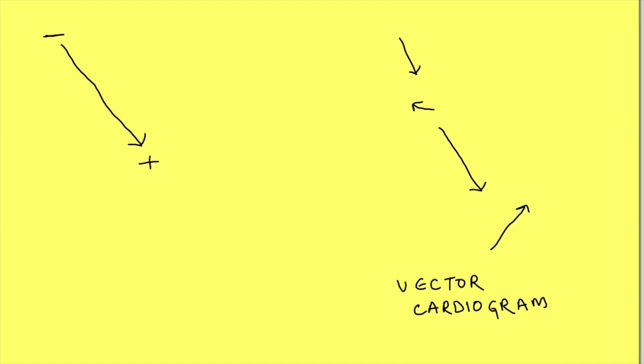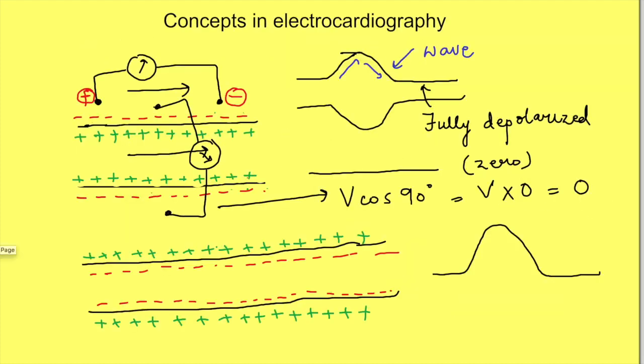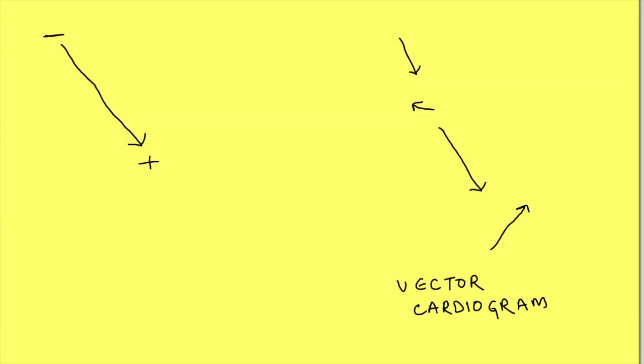Remember our initial recording? See, if the lead is in the direction of the depolarization, it will be recorded as positive. If it is opposite, it is recorded as negative. So one by one, we will see all these arrows of the vector cardiogram. How will they be recorded in this lead?